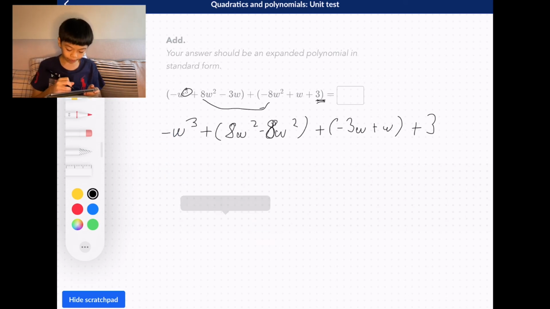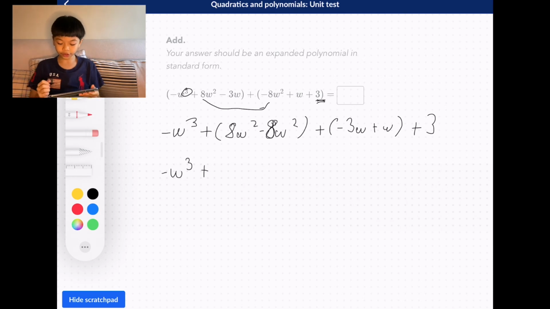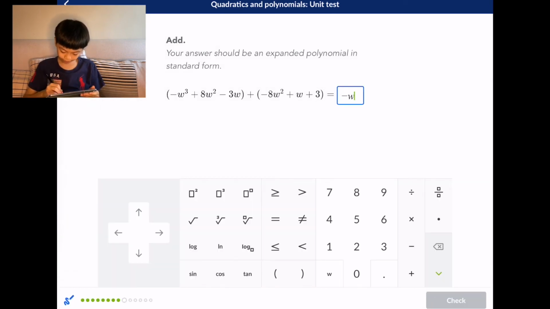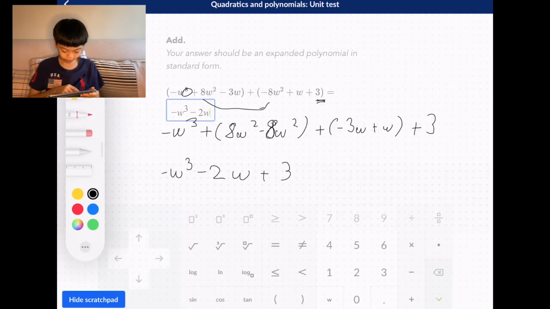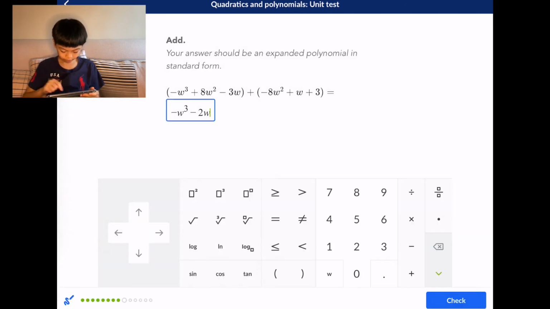Therefore, we can solve this easier now. Minus w cubed plus 0 w squared, or 0, you can just write nothing, plus minus 3 w plus w, which is minus 2 w plus 3. Let's see. Minus w cubed, minus 2w plus 3.